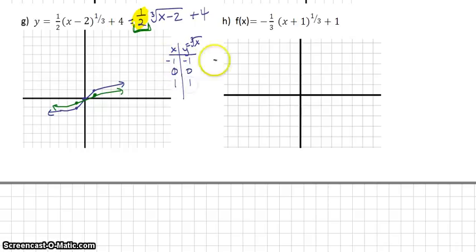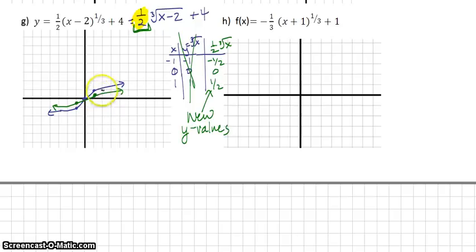And now when I stick in front of that a 1/2 times the cubed root of x, I'm just taking each of these and multiplying by 1/2. And then these are my new y values. So again, the shortcut is just instead of going up to 1, go up to whatever the a value is. So this time I went up to 1/2.